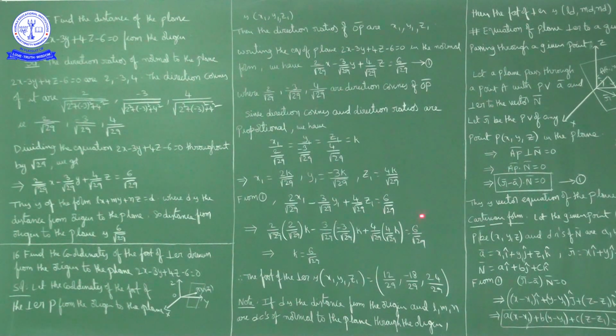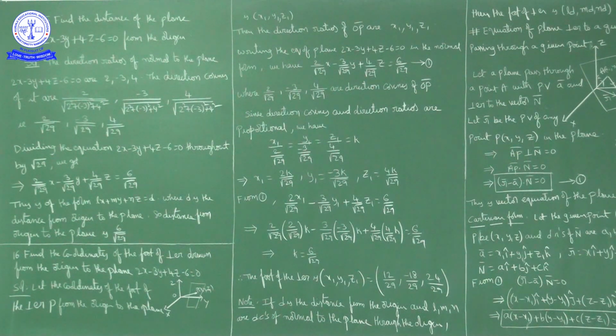Now substituting the k value, 6 upon root 29, here. The foot of the perpendicular x1, y1, z1 is equal to 2 upon root 29 into k, where k is 6 upon root 29. So 6 into 2 is 12 upon 29, comma, minus 3 by root 29 into 6 by root 29, denominator 29, numerator minus 18, minus 18 upon 29. Similarly, this is 24 upon 29. So the foot of the perpendicular is 12 upon 29, minus 18 upon 29 and 24 upon 29.